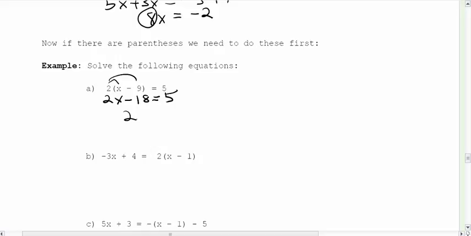Now, I want the x's on the left-hand side. If it doesn't have the x, I want it on the right-hand side. If I moved it, I changed the sign. If I didn't move it, I left it alone. 2x is equal to 23. Now I'm ready to move the coefficient. I move the coefficient, I'm multiplying by 2. Move it to the other side, dividing by 2.